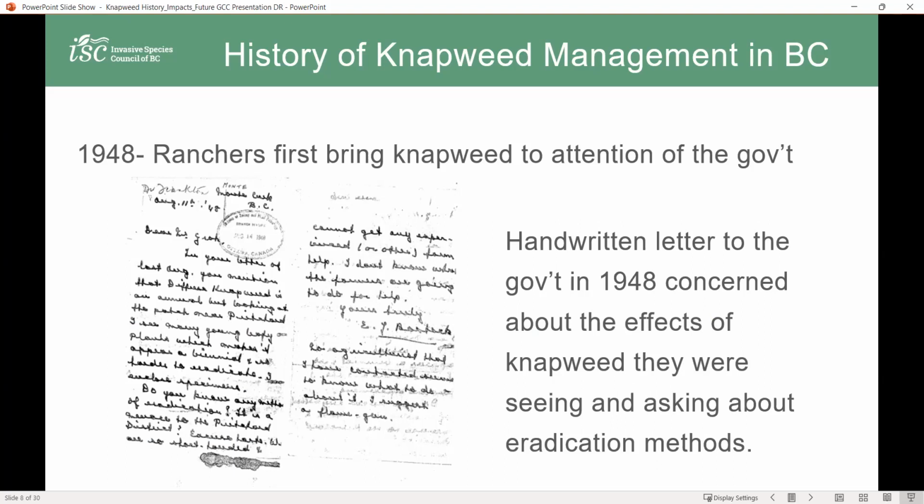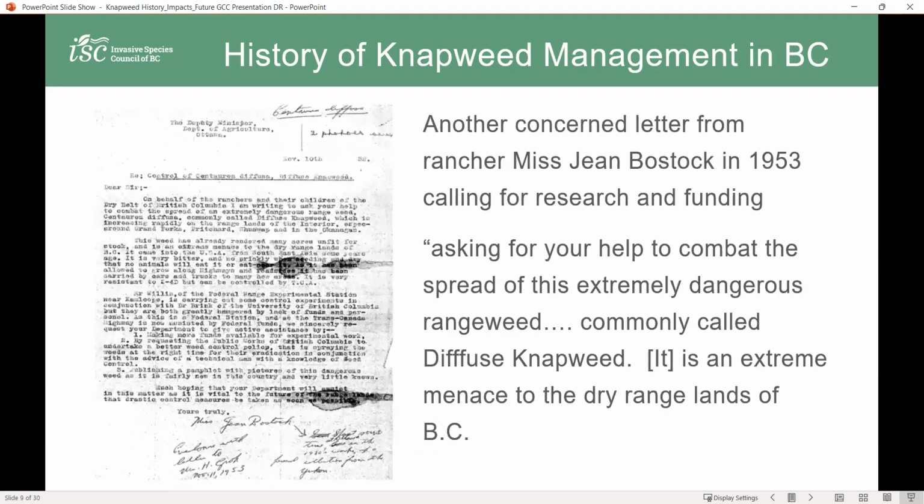Back in those days, knapweed was just starting to occur and they were starting to see the impacts on the agricultural community, and they were very astute at it. In 1953, one of the local ranching families, Miss Jean Bostock, sent a letter to the minister as well, explaining her concern over the dangerous range weed, diffuse knapweed.